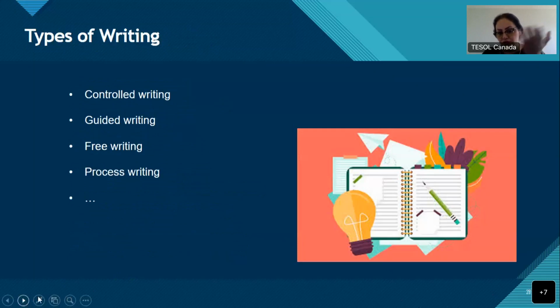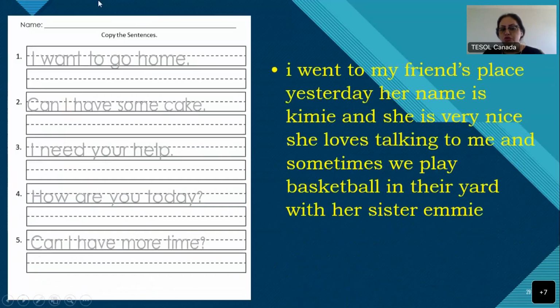There are different types of writing, as you said: controlled, guided, free, process, and many others. This is controlled writing. For lower levels, this is a kind of controlled task. So they have to copy. Here, on the left, the first paper, they are practicing how to write the letters between lines. And there should be space between words. They shouldn't just stick to each other. I space, want space, two space. So that's copying. What about the next one?